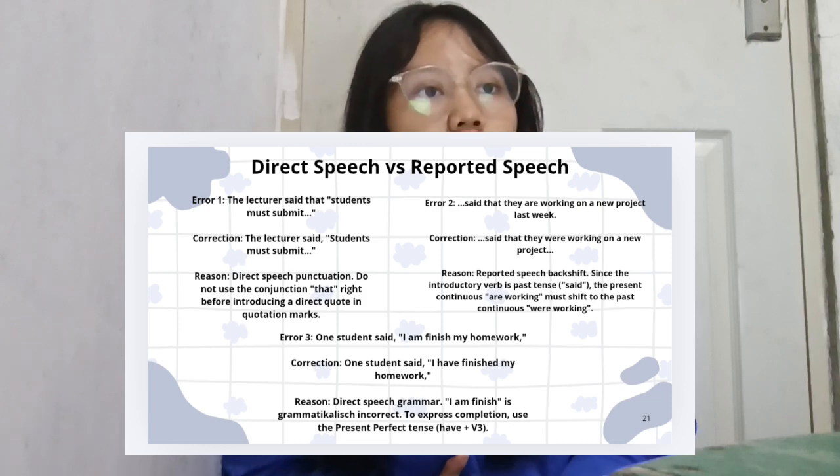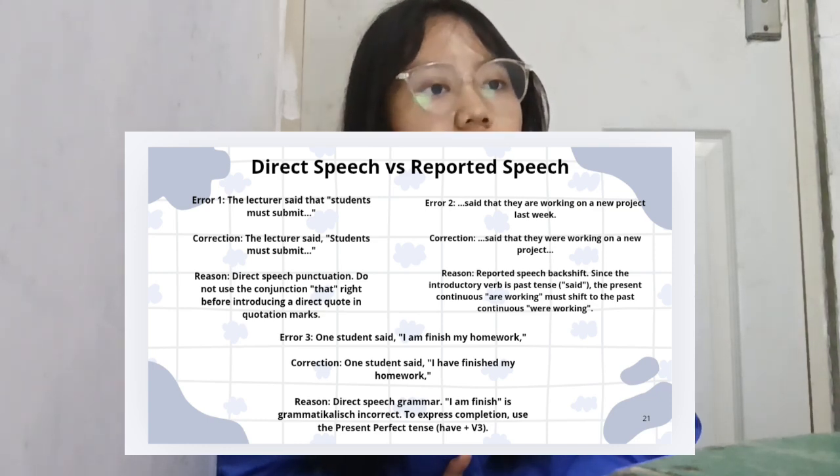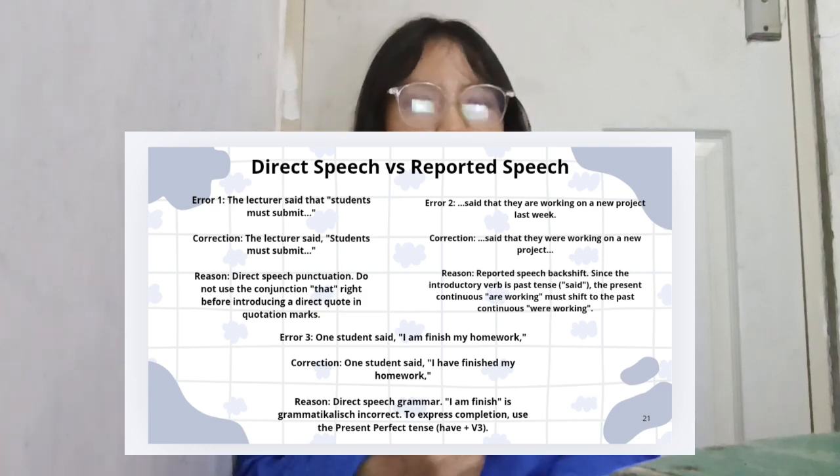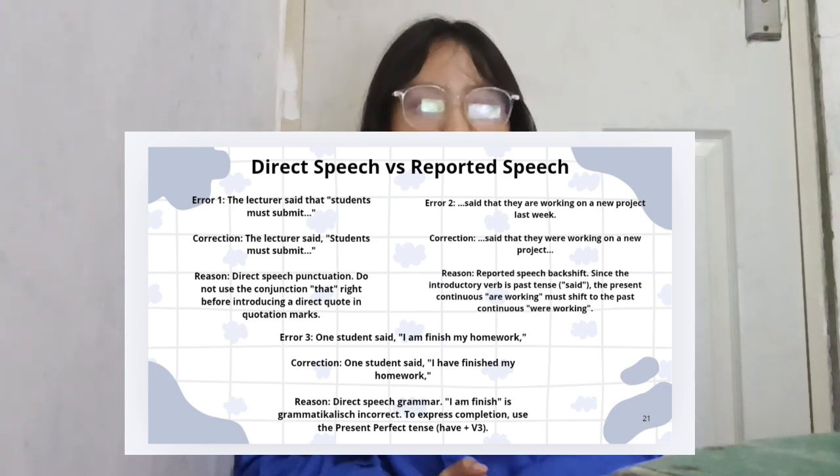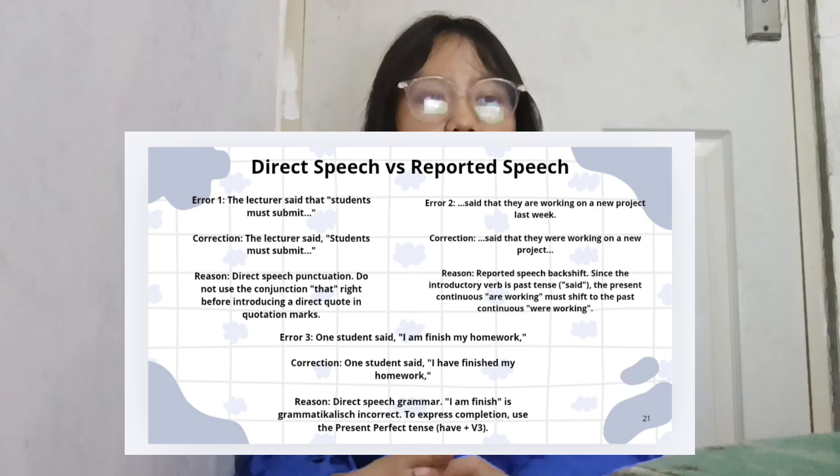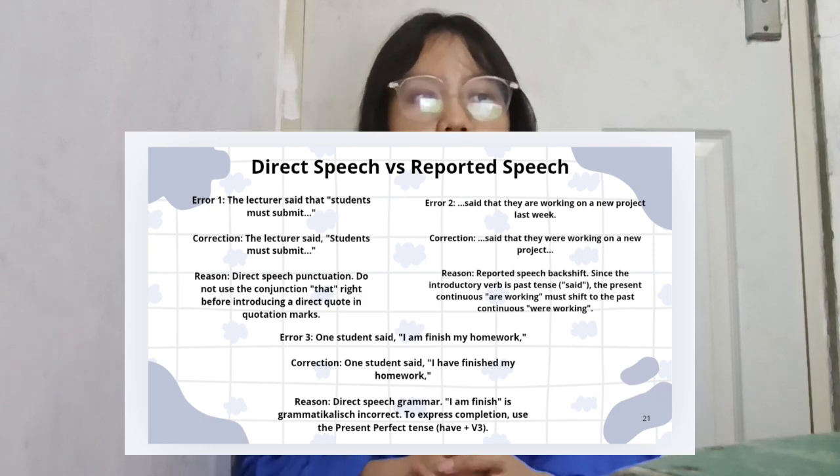Error 3: One student said, 'I finished my homework.' Correction: One student said, 'I have finished my homework.' Reason: Direct speech grammar. 'I finished' is grammatically incorrect here. To express completion, use the present perfect tense: have plus verb 3.